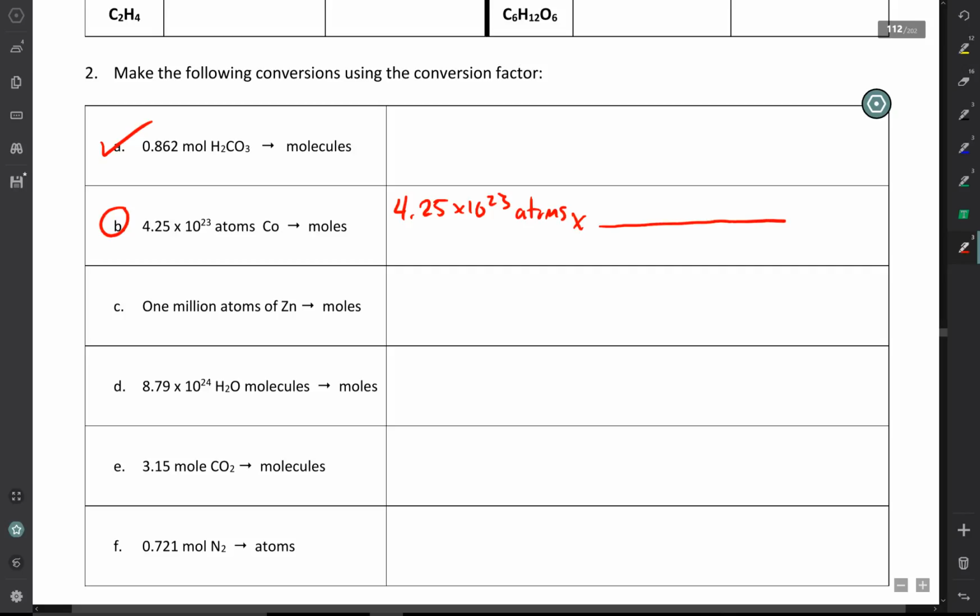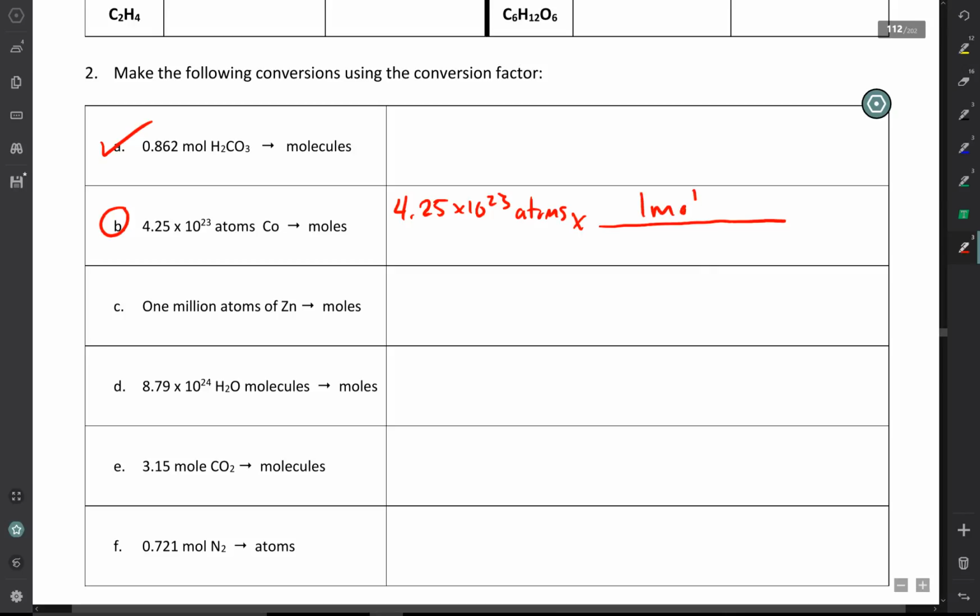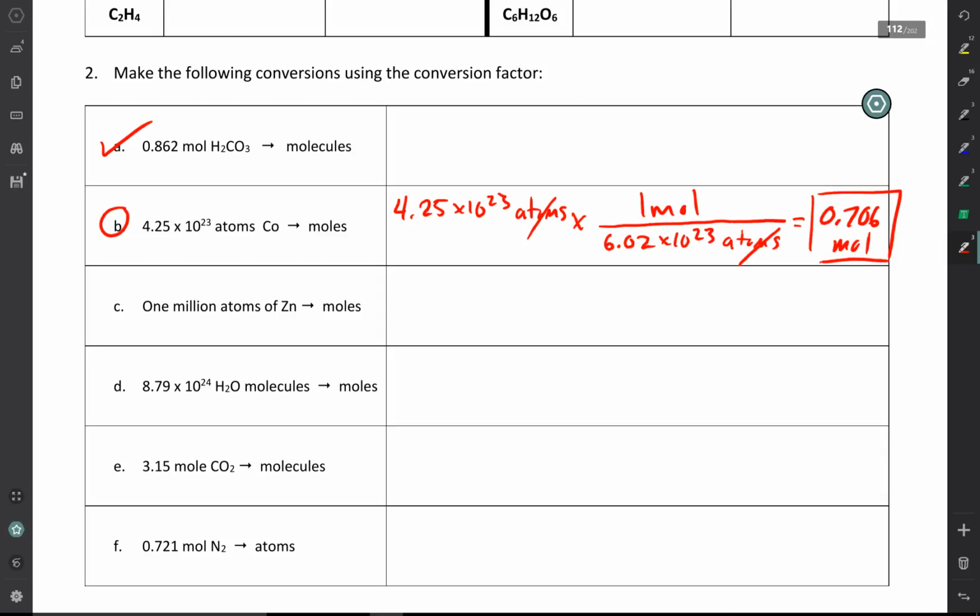I have a whole bunch of atoms. I want to convert it into moles. So I'll put the unit I want up in the numerator. I can use 6.02 times 10 to the 23rd atoms in the denominator. That'll get atoms to cancel out, leave me with an answer in moles. And I come up with a final answer of 0.706 moles.